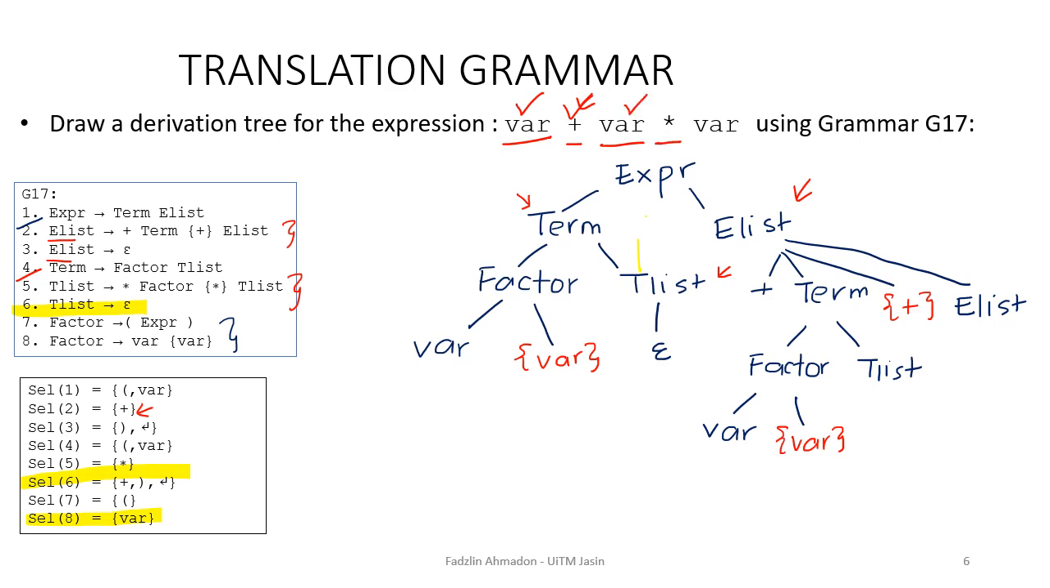Next, we want to write times under tlist. Since we have two rules derived from tlist, I will choose rule number 5, since rule number 5 has times in its selection set. So this will be times, factor, then we have times action, an action symbol, and finally we have tlist. So we are done with times, and finally we have var, and we need to write it under factor. So again, this will be an implementation of rule number 8.